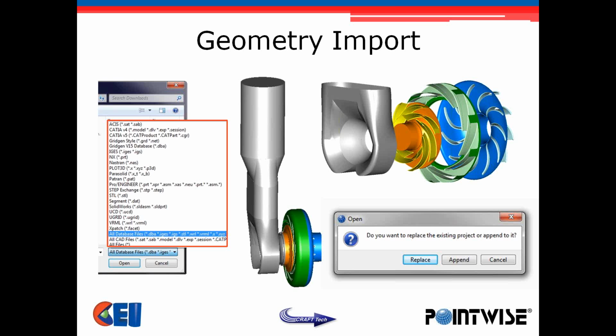And one of the nice things about Pointwise is you can bring in each of these components into the same Pointwise project, even though they exist in different files. When you bring in one and then try to bring in another, you're presented with a dialog box that allows you to append to the current Pointwise project. And that's pretty nice because you can have the entire pump assembly existing in the same Pointwise project, and you can work on components individually or simultaneously.